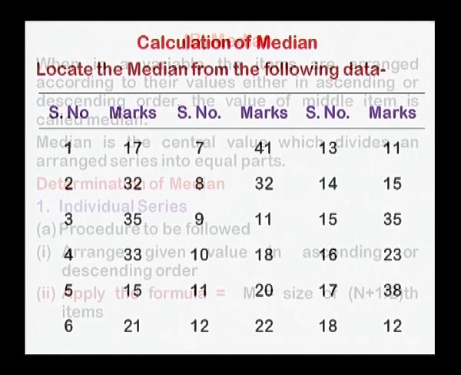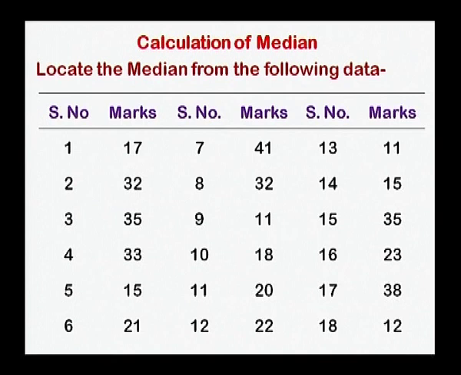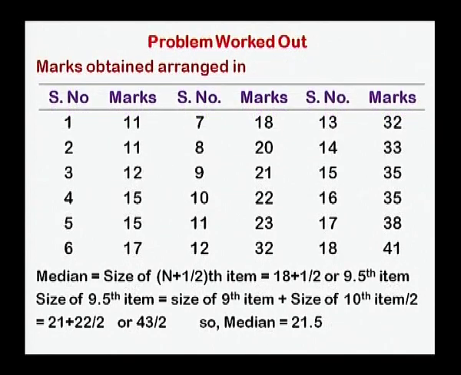Now, let us discuss a problem in which we locate the median. Now, this is the problem. 18 students and the marks obtained by the 18 students are given in this problem. The marks given in this table are not in ascending or descending order. So, first of all, I would like to arrange the marks obtained by the students in ascending order. Student number 1 has obtained 11 marks, number 2 11 marks. In this way, we have arranged the marks in purely ascending order.